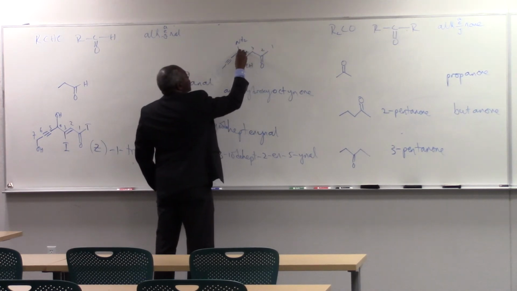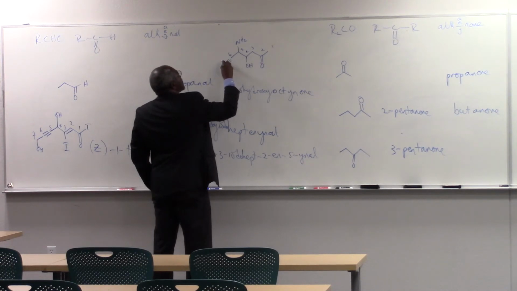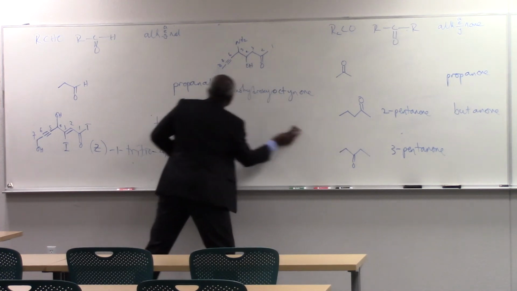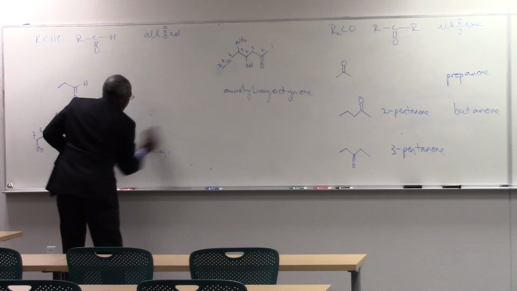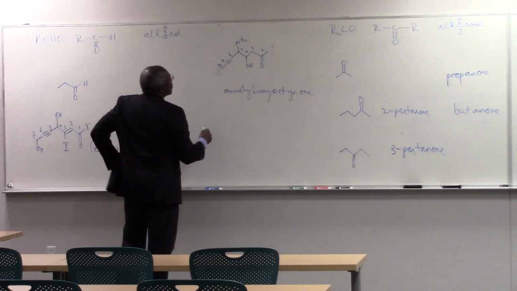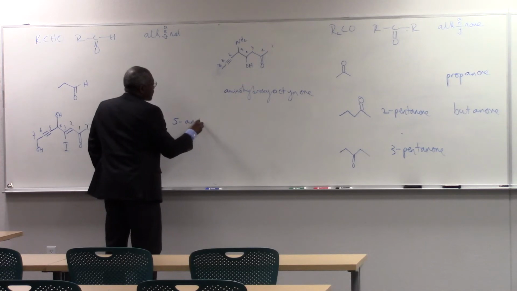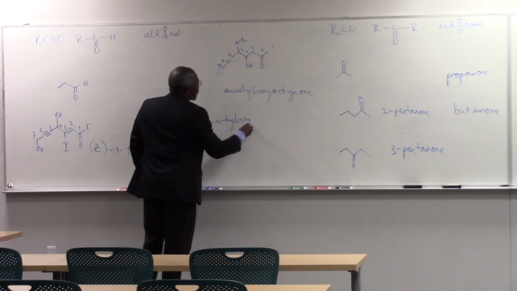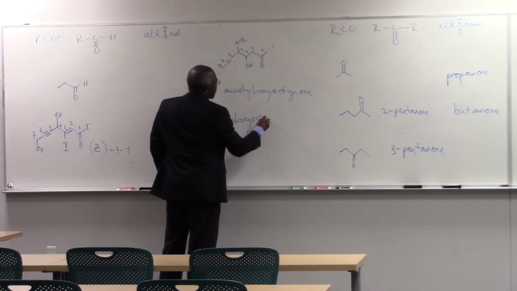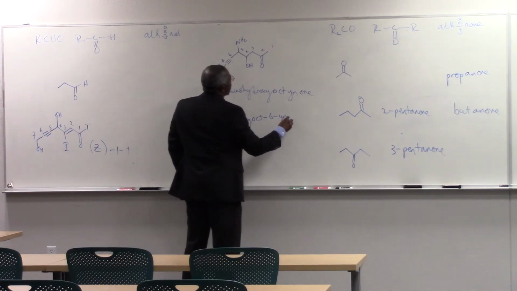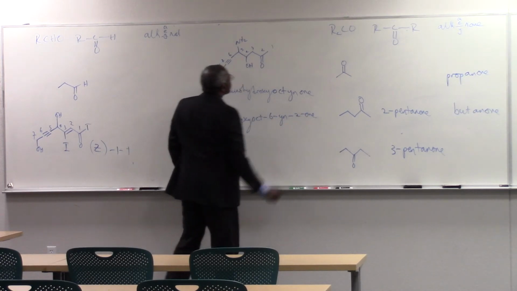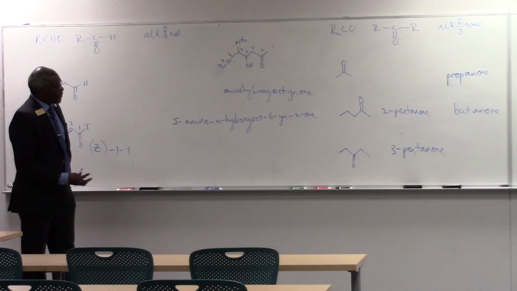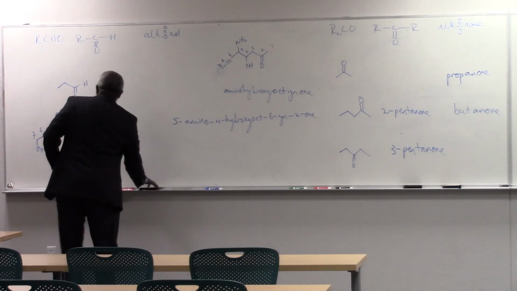1, 2, 3, 4, 5, 6, 7, 8. So this becomes 5-amino, 4-hydroxy, oct-6-yn-2-one. Okay?